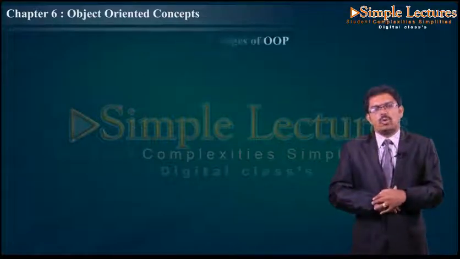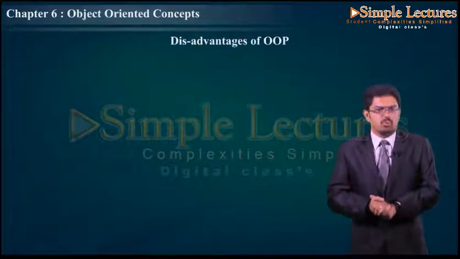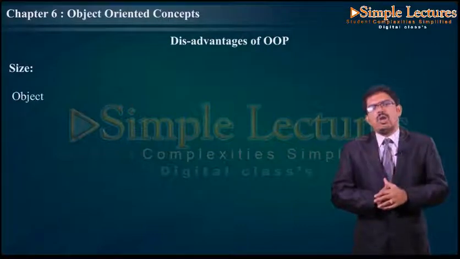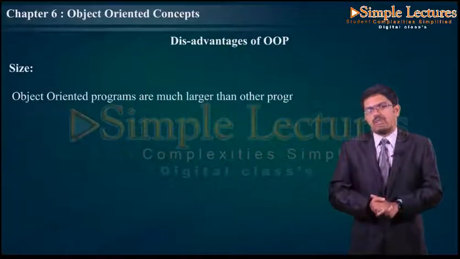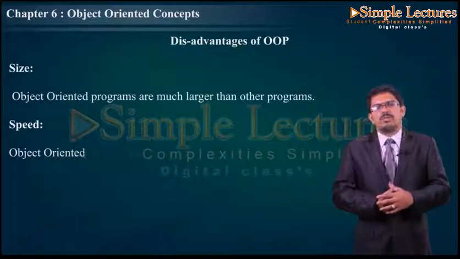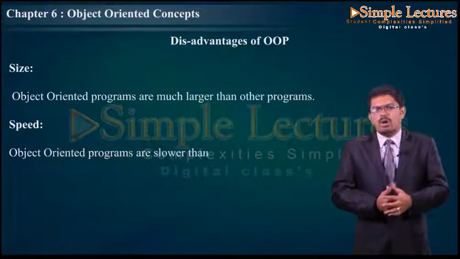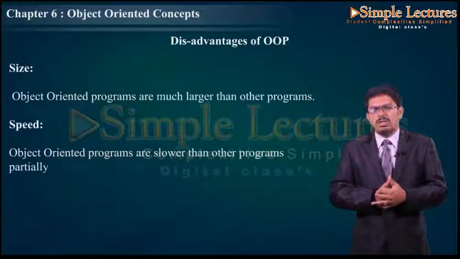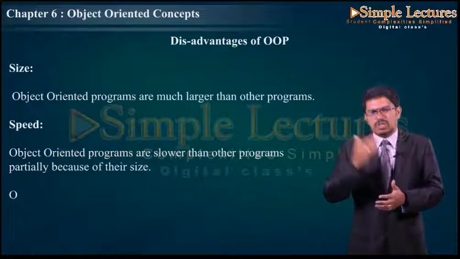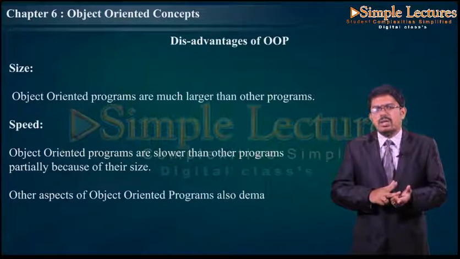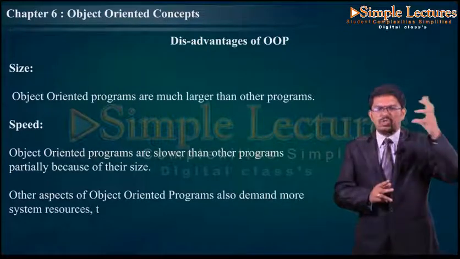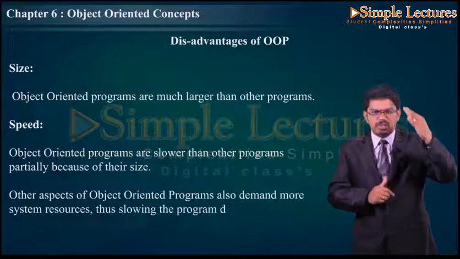Now let's go for the disadvantages of OOPS. Size. Object-oriented programs are larger than other programs. Speed. Object-oriented programs are slower than other programs, partially because of their size. Other aspects of object-oriented programs also demand more system resources, thus slowing the speed.